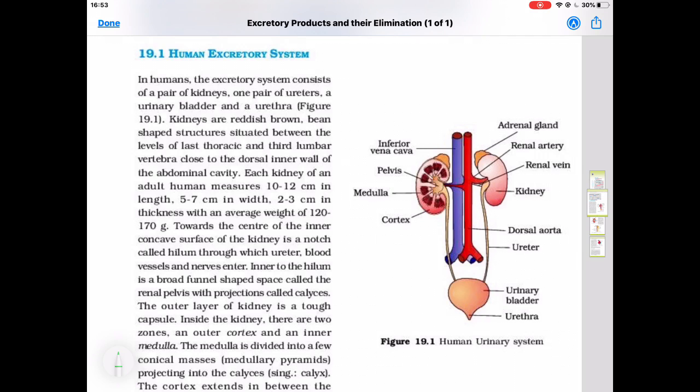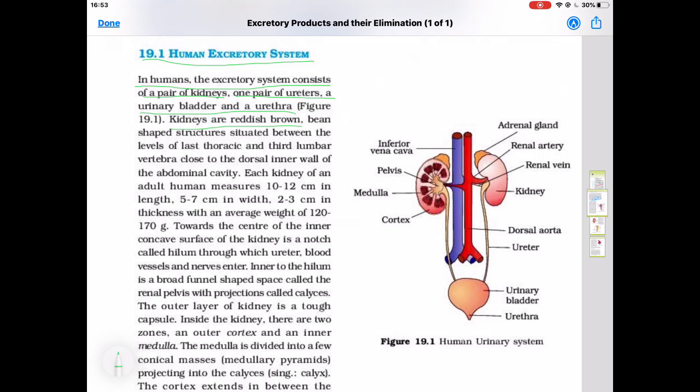Next is the human excretory system. In humans, the excretory system consists of a pair of kidneys, a pair of ureters, a urinary bladder, and a urethra, that you have already studied in class 10th.